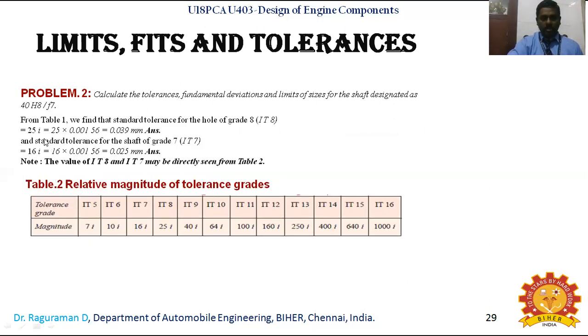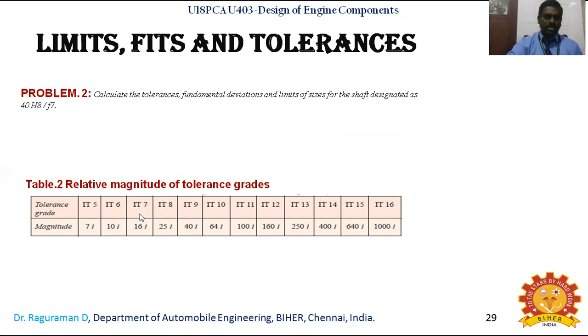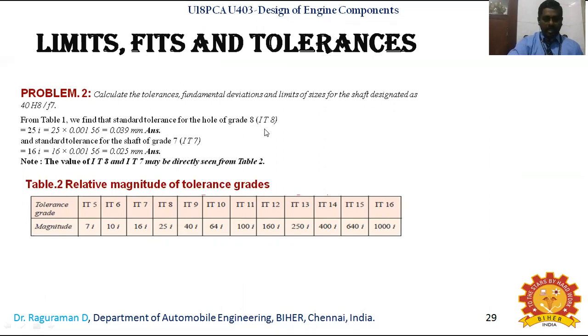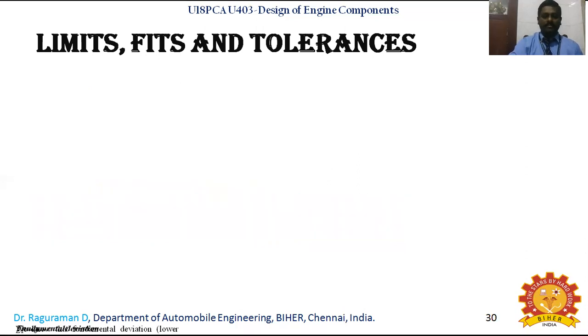That 0.00156 you are going to multiply with the values in the table. As you have seen, this table has an IT grade of 8 for the hole basis system and an IT grade of 7 for the shaft basis system. So from that you identify the micron values, 25i and 69... The i value you have already calculated. That calculated value will be multiplied, and you identify the standard tolerance for the hole and the standard tolerance for the shaft.